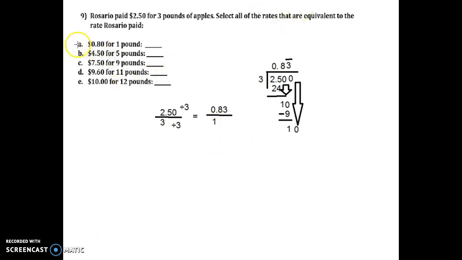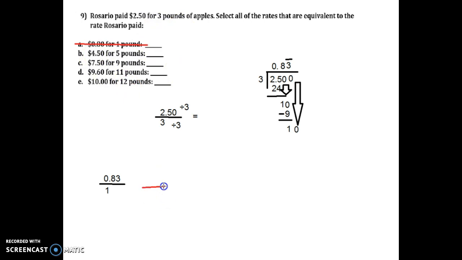So we have to look at our options. Option A says 80 cents for 1 pound. Is that what we paid? No, we have 83 cents for 1 pound, right? So this is wrong. I'll take that off my list. But now that we have our unit rate, which again is this right here, because our bottom number is 1, which is our pounds, we can try to get there. So the next one says $4.50 for 5 pounds.